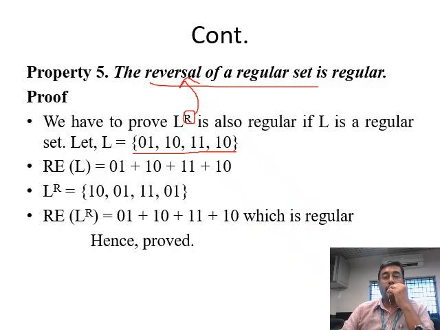So 01 I'm going to change as 10 over here. Over here 10 I'm going to replace as 01. 11 stays as it is, 11, this cannot be changed. Vice versa, if you do the same thing, over here 10 becomes 01. So this is my regular reversal. Hence I have proved the reversal operation.